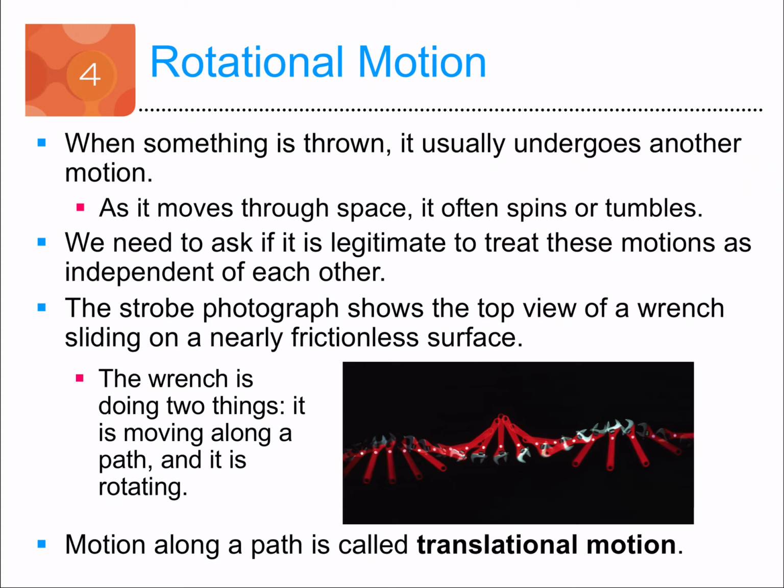Another thing we want to look at is what's called translational motion. Okay, and translational motion is motion along a path. So imagine if you throw a pencil at somebody. That pencil is going from point x1 to x2, but as it's moving along that line, it's also spinning or tumbling. Okay? So those two motions, as it's going along that path, is what we call translational motion. And you can see it illustrated in this picture with throwing a wrench.